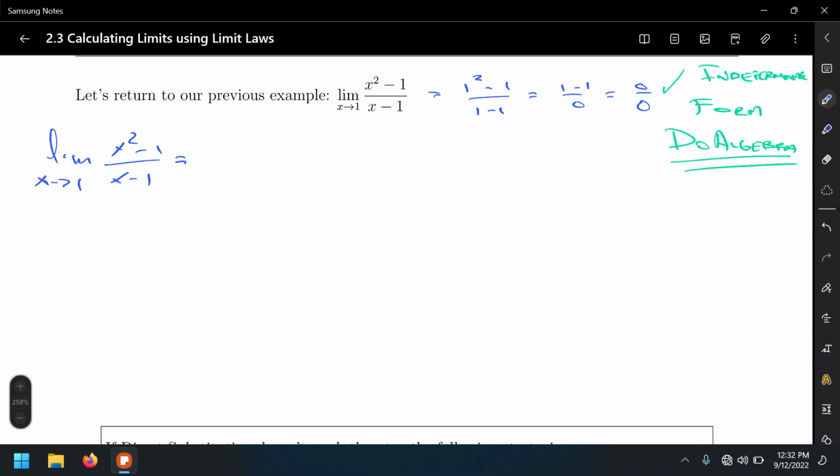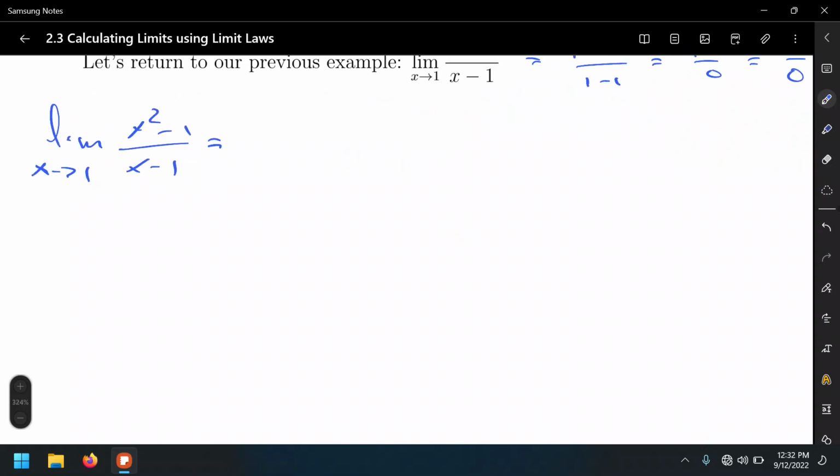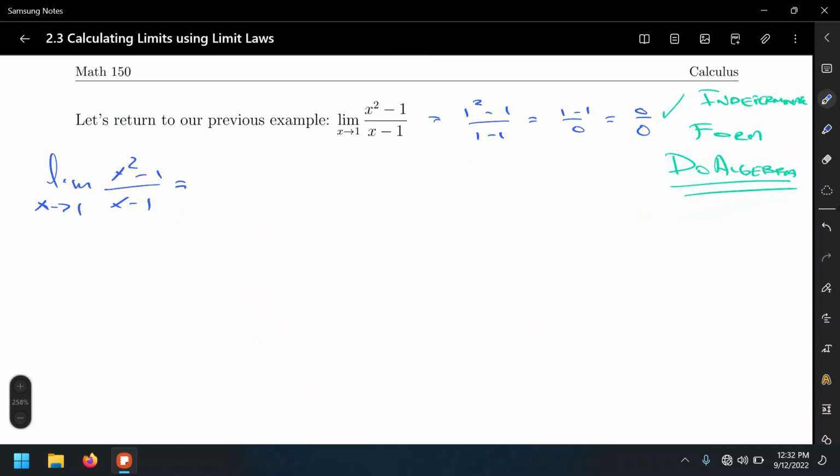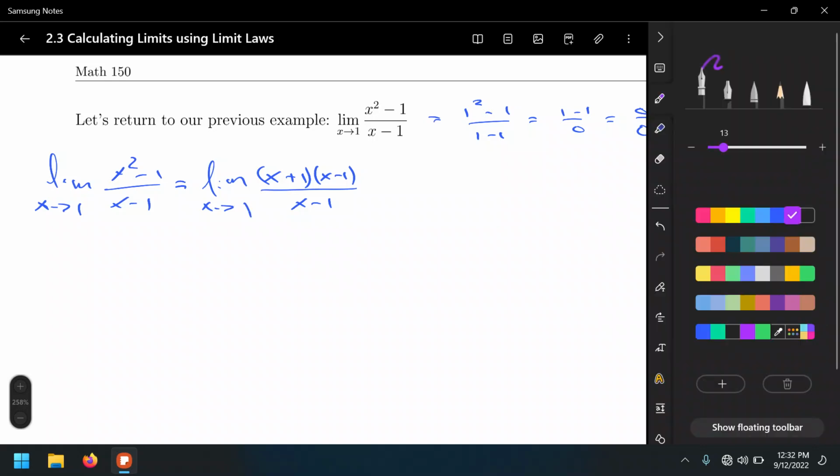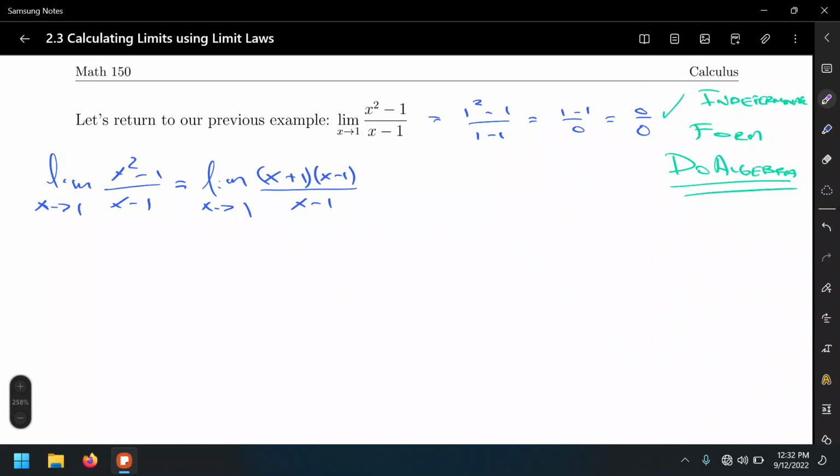Okay, so what about the numerator? We have this x squared minus 1. Isn't that a difference of squares that we can simplify as x plus 1 times x minus 1 over x minus 1, as x approaches 1? And now check this out. The idea of doing all the algebraic techniques available to simplify the expression in the limit is to cancel these terms. When we cancel this x minus 1 with x minus 1, we're eliminating the part of the algebraic expression that is causing this 0 over 0.